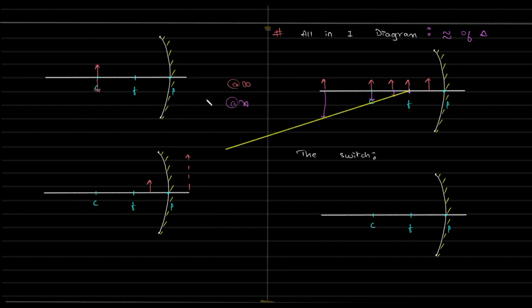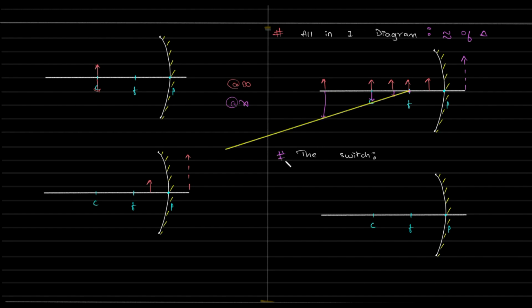Okay, I hope you make this observation, and if you understand this, you're pretty much done with all the diagrams in one diagram, all in one. And you will be able to answer the tricky questions. And the last case is between F and P. So the only place that is left is behind the mirror, and it is enlarged.